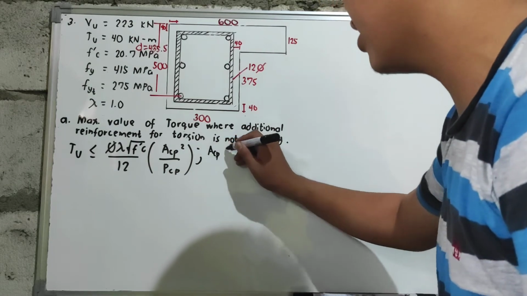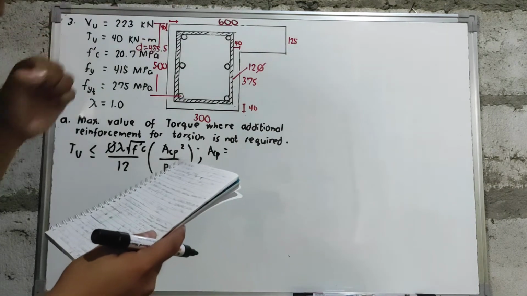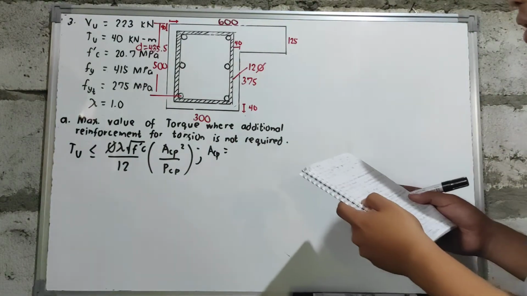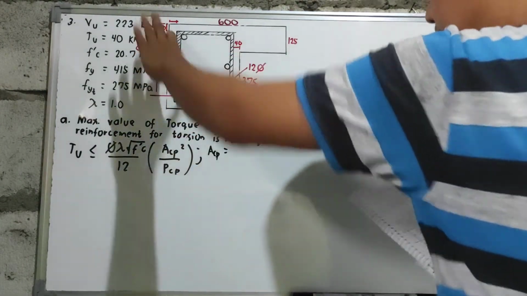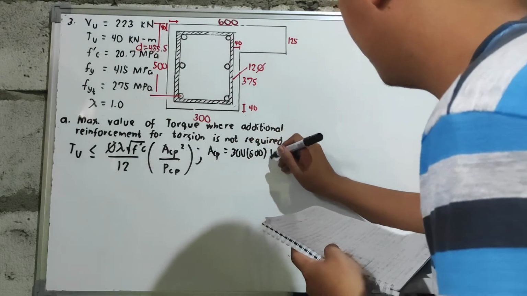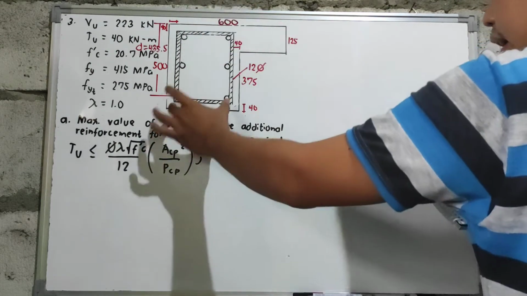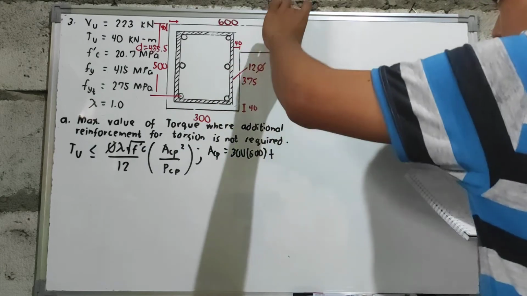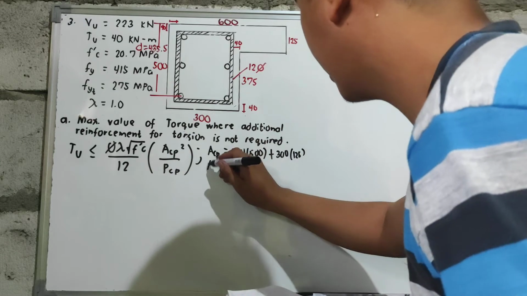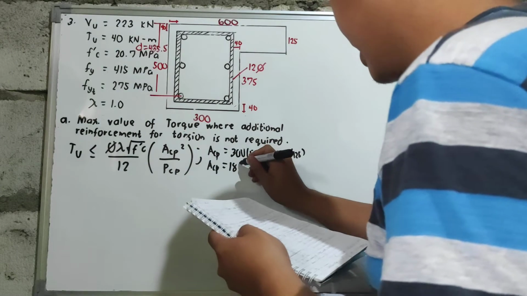So that is the area of your section. We have 300 by 500, plus what is left, so we have 600 overall minus 300, so 300 only, multiplied by 125. So you have a value of your area which is now equal to 187,500.